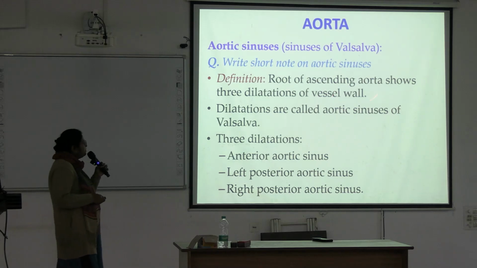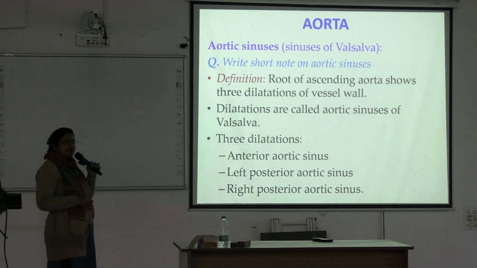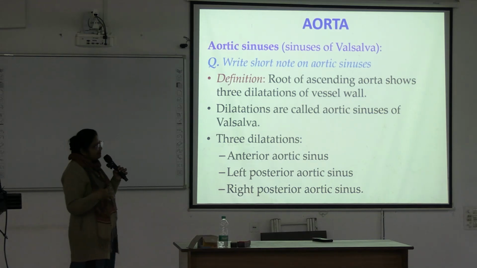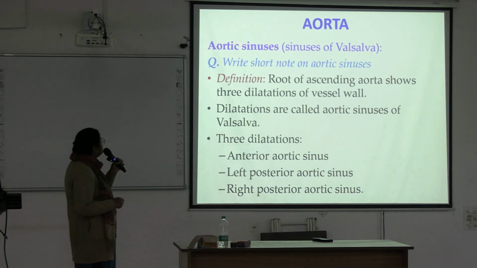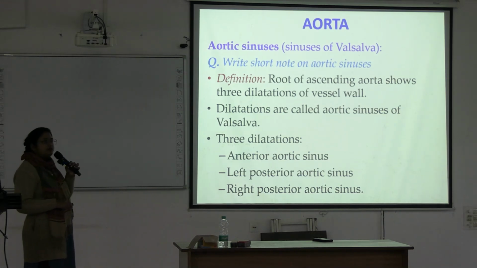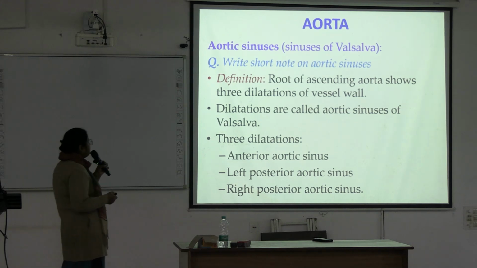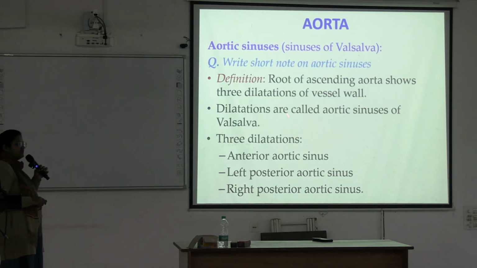So the root of the ascending aorta shows three dilatations of the vessel wall. From here the coronary arteries arise. Coronary arteries supply the heart. These are the aortic sinuses or sinuses of Valsalva. These are very frequently asked in your viva. The dilatations are called aortic sinuses of Valsalva.